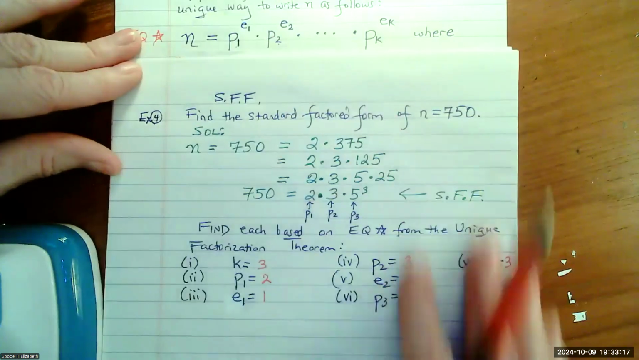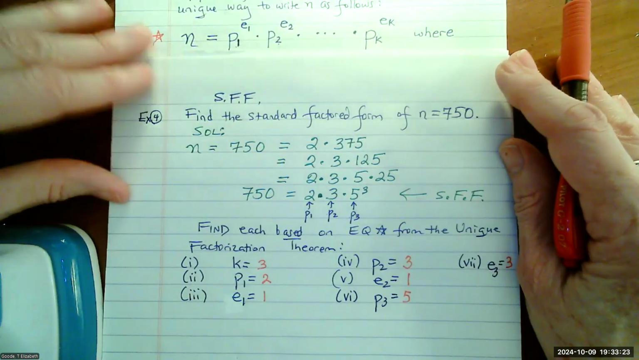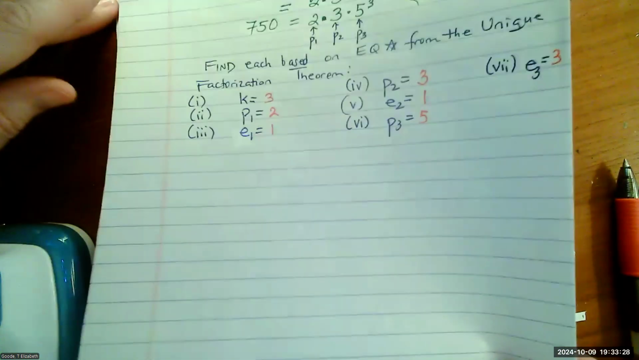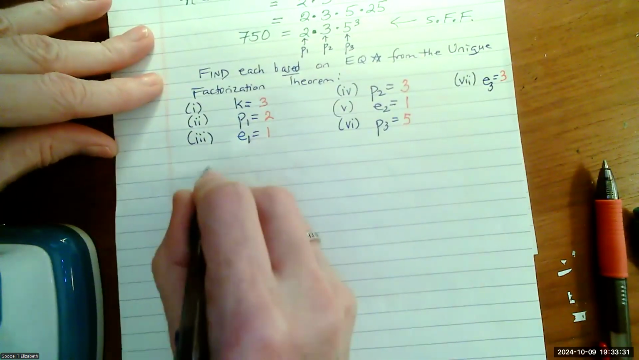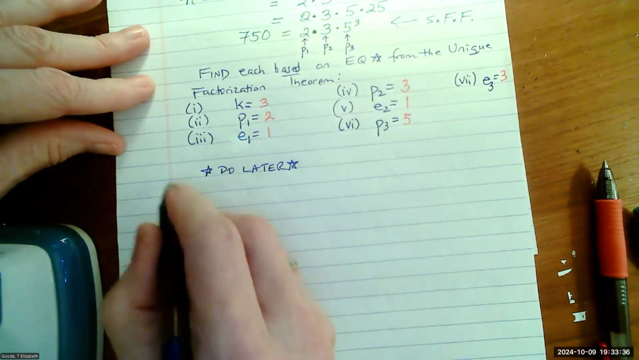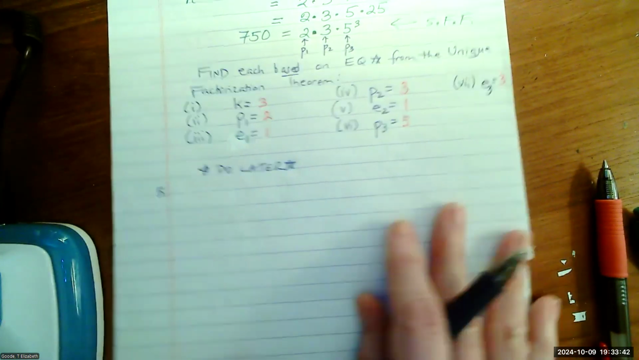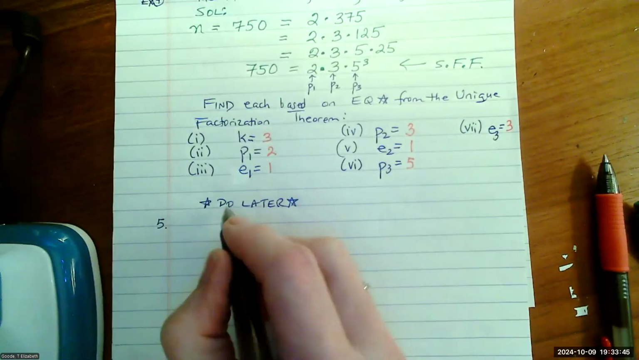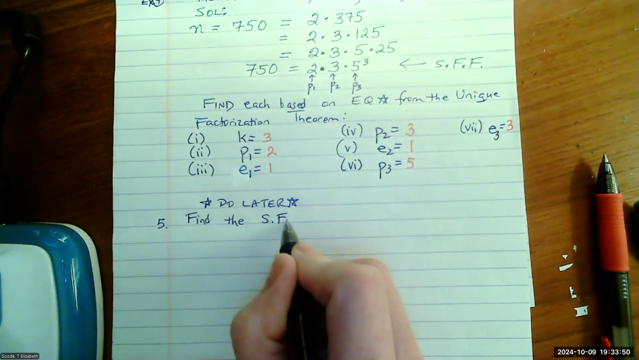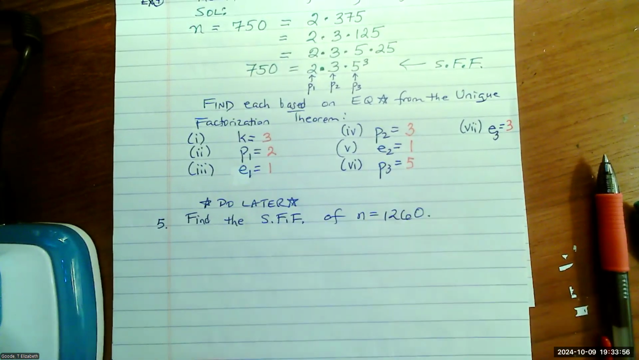So when we see an example, it makes this a lot less mysterious, right? Let me give you a do later. There's one of these on special homework 6, of course. But if you want a little more practice, you can always bring this into office hours, if you want some help. Find the standard factored form of n equals 1260.